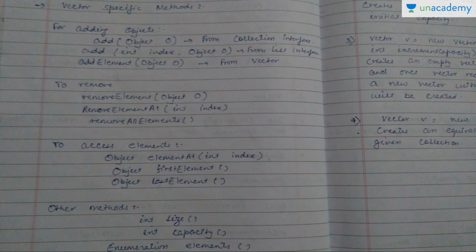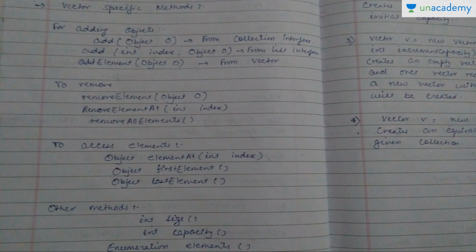The second section is for removing elements. The first one is removeElement(Object o), so object o will be removed. The second is removeElementAt(int index). At that particular index, that element will be removed from the collection object. The third one is removeAllElements(), which will remove all the elements from our Vector.